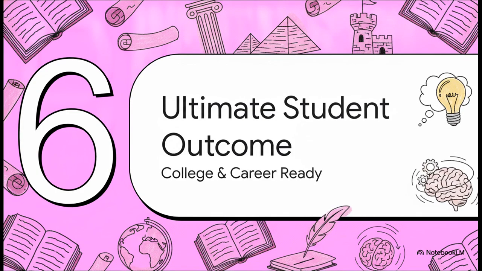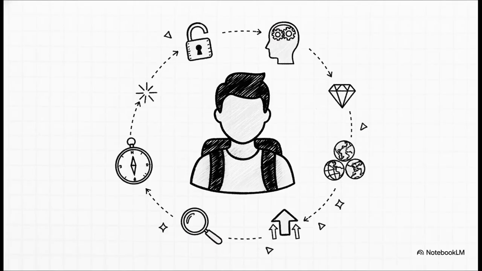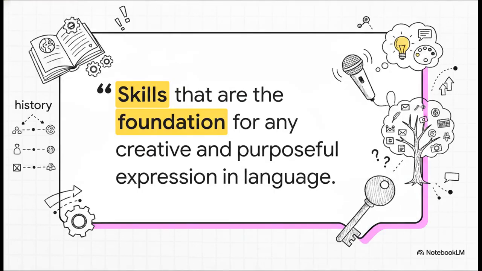Section 6. The Ultimate Student Outcome. This right here is the portrait of a college and career-ready student. By doing this work, you'll become independent and fiercely analytical. You don't just comprehend texts, you actively critique them, you demand evidence, and you actively seek to understand cultures and perspectives that are vastly different from your own. Ultimately, this course isn't just about memorizing the past, it's about empowering your voice for the future. Understanding history gives you context, sure, but mastering these literacy skills gives you the exact foundation you need for any creative, purposeful expression in whatever career you eventually choose.